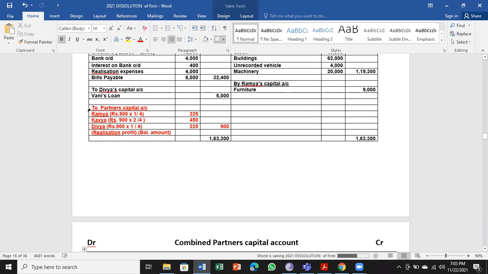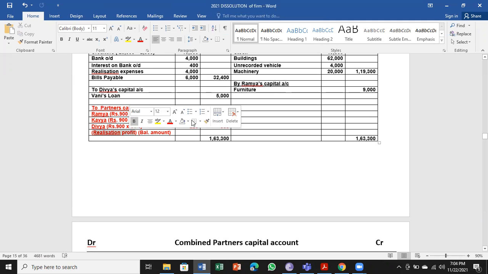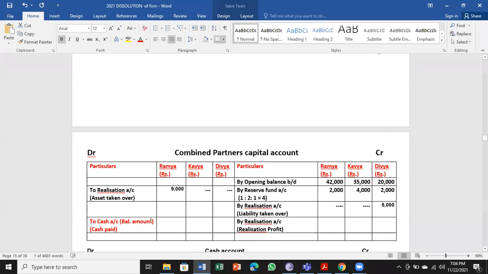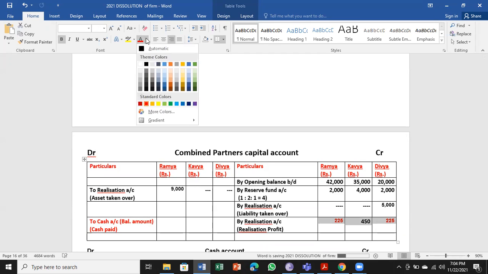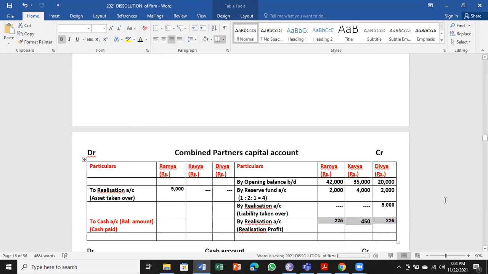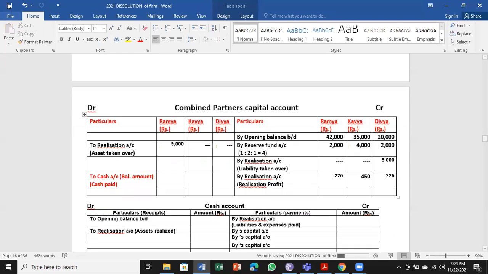Then we have one more entry in the partners' capital accounts. We have divided the realization profit, which we have to take here for the entry, in the ratio 1:2:1. After making the entry here, nothing is left. We have taken all. So we have to go for totaling the partners' capital accounts.